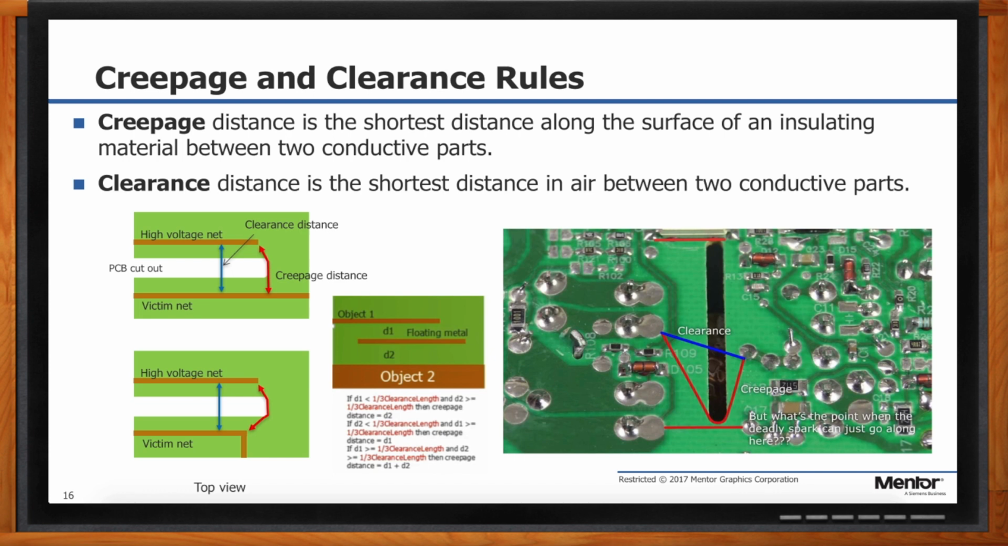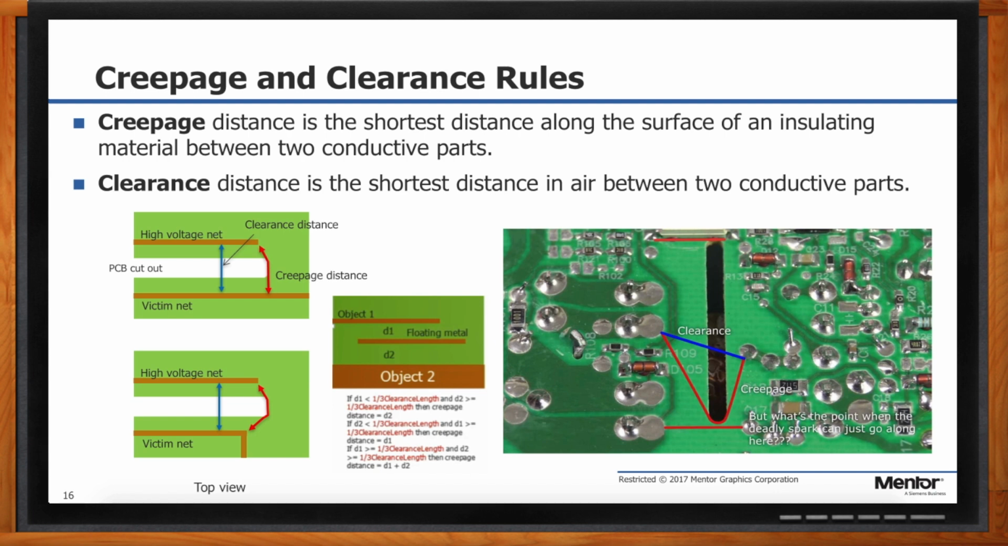Okay. And so if we have a floating metal object, which is common in every PCB, we have other nets and other objects. Depending on the material of that floating metal in between, you can treat the floating metal as an extension of the high voltage net or an extension of the victim net, the low voltage net. Okay. And so the creepage distance becomes an extremely difficult problem when you look at it in that perspective.